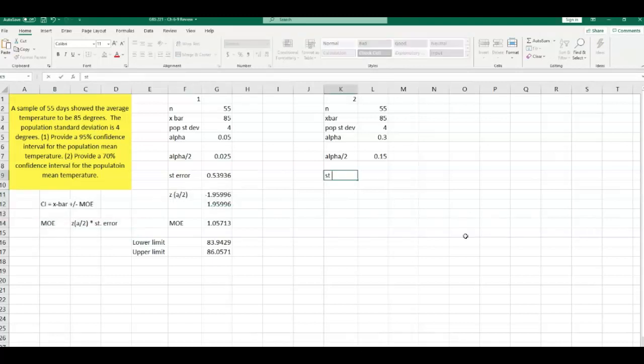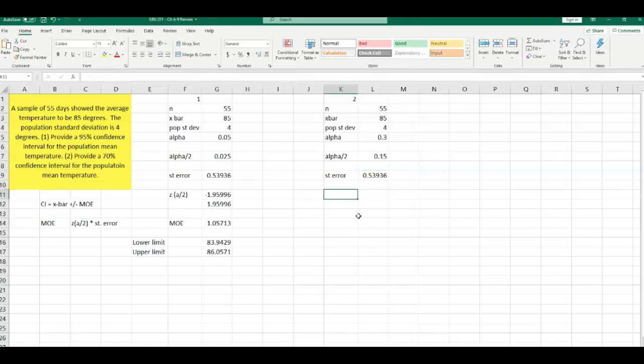So we needed our standard error. Our standard error was our population standard deviation divided by the square root of our n. And you'll notice it's the same amount in each. Because what changed between part 1 and part 2 of this problem was our confidence level. Our population standard deviation stayed at 4. Our sample size stayed at 55. So our standard error wasn't going to change here between these two parts.